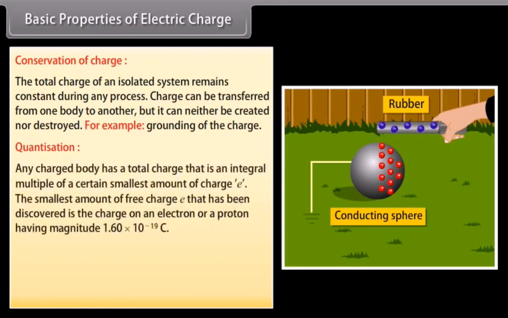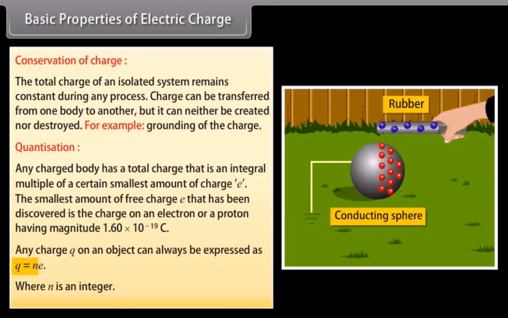Quantization. Any charged body has a total charge that is an integral multiple of a certain smallest amount of charge e. The smallest amount of free charge e that has been discovered is the charge on an electron or a proton, having magnitude 1.60 × 10^-19 Coulomb. Any charge q on an object can always be expressed as q = ne, where n is an integer.